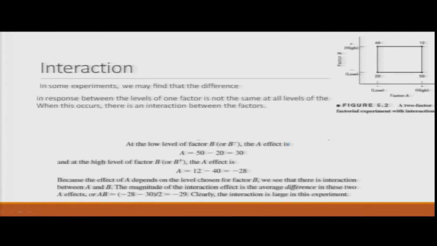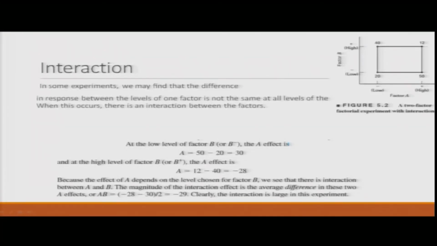I did mention that the lower level of B would be B minus. So, the effect of A would now be negative, which is 12 minus 40, which is minus 28. Which means that as A increases, there may be a negative effect also, that should also be considered. Because the effect of A depends on the level chosen for factor B, we see that there is interaction between A and B.